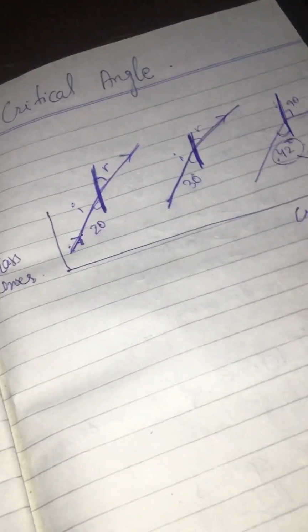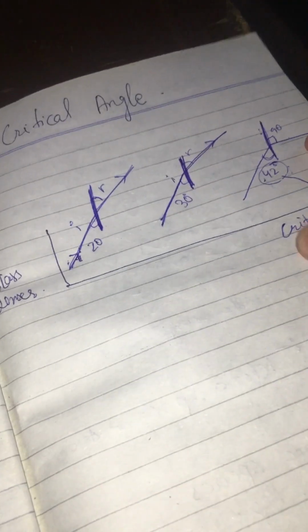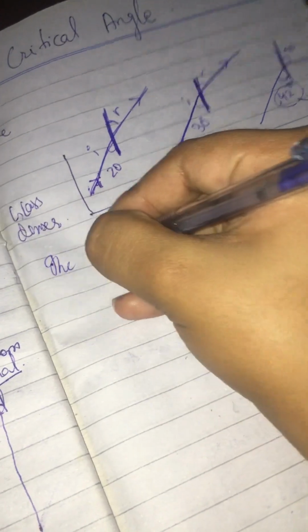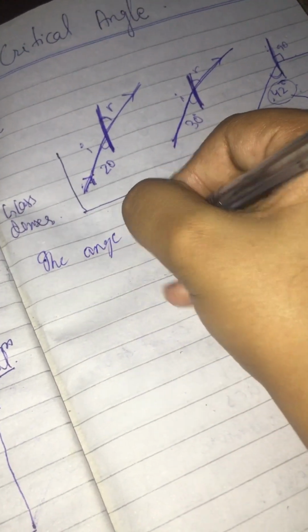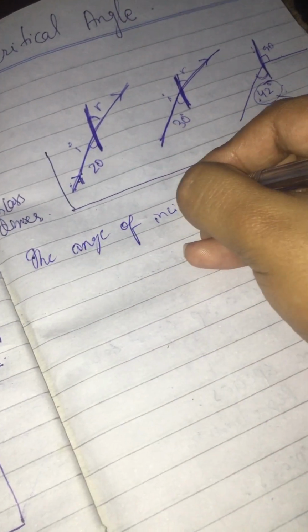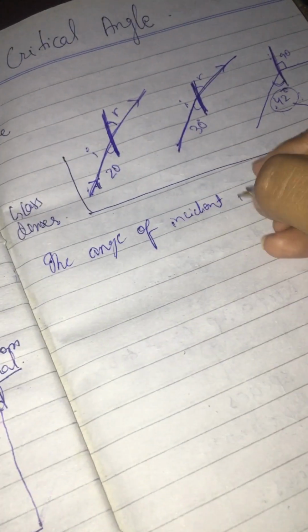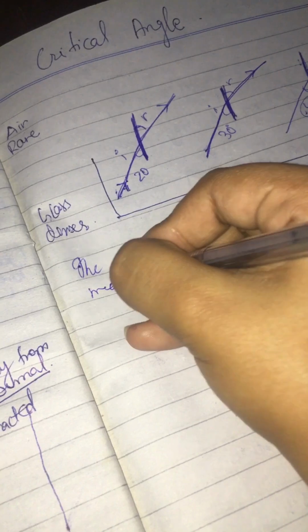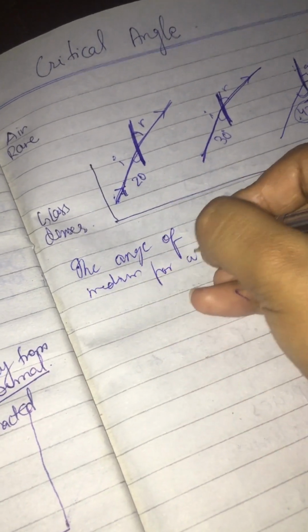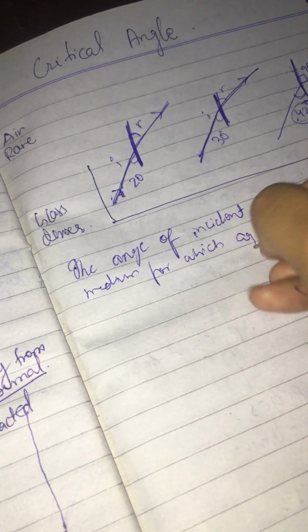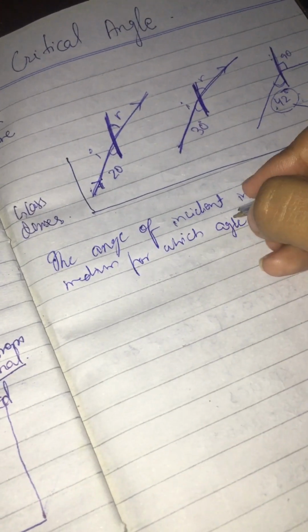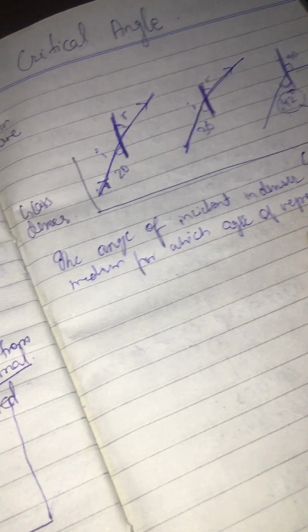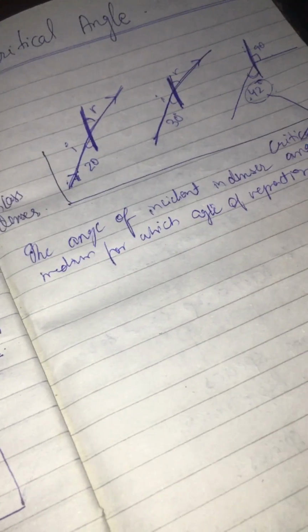Okay, so let me write a definition of what exactly critical angle means. The angle of incidence in the denser medium for which the angle of refraction is 90 degrees.